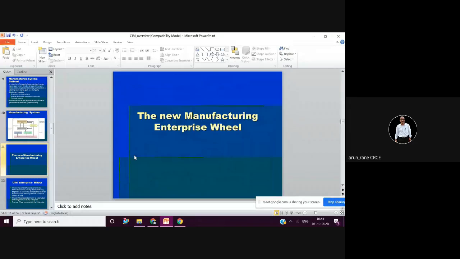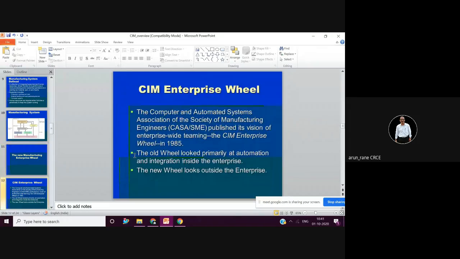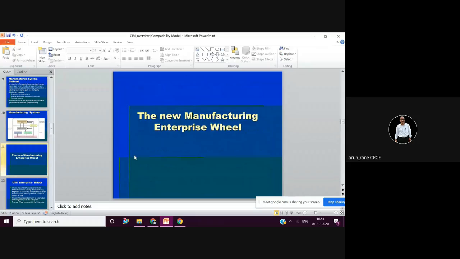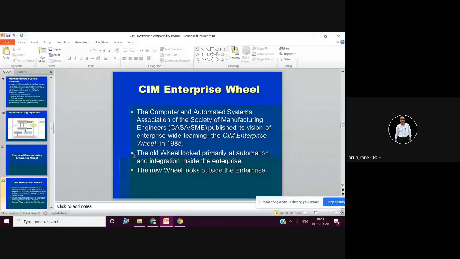And that gave rise to a new manufacturing enterprise wheel, which is also called the CIM wheel. CIM is nothing but computer integrated manufacturing, so your manufacturing is integrated with the help of the computer.